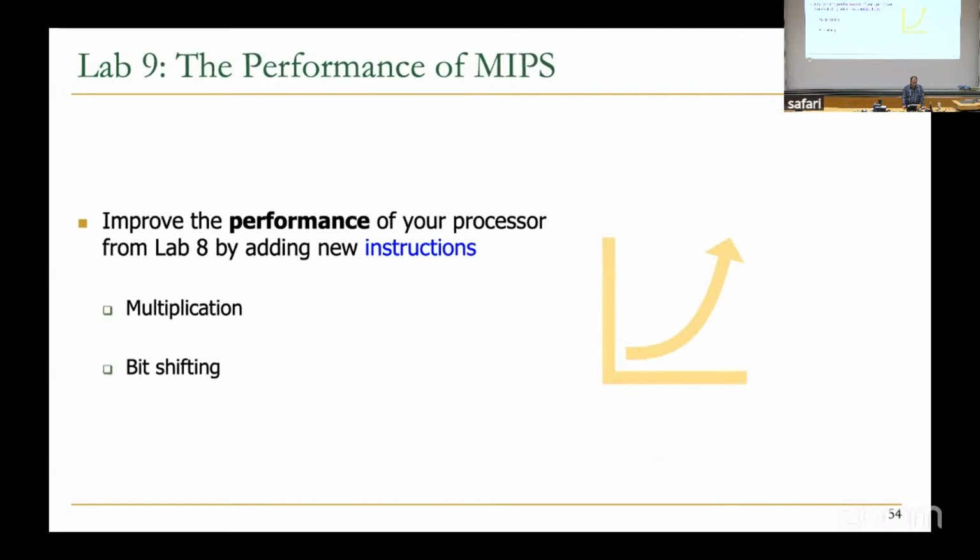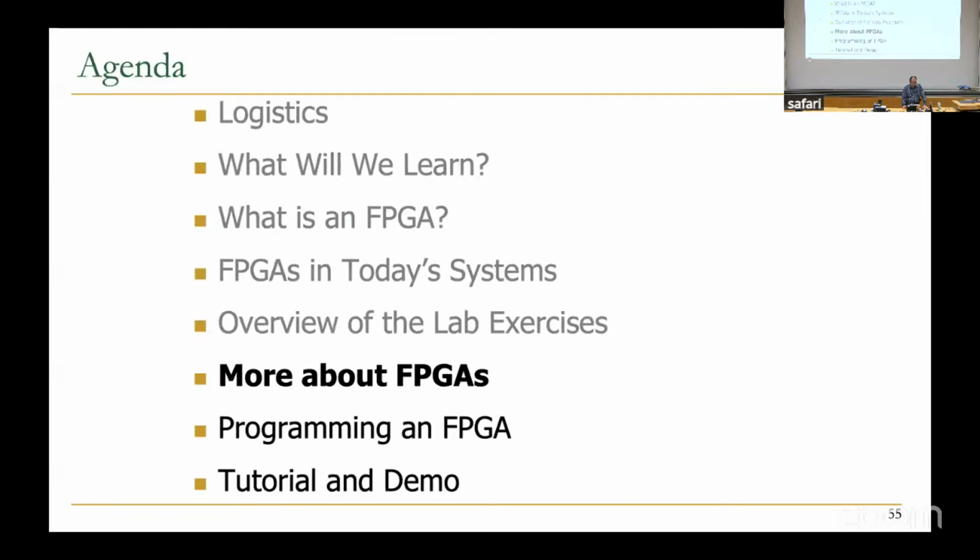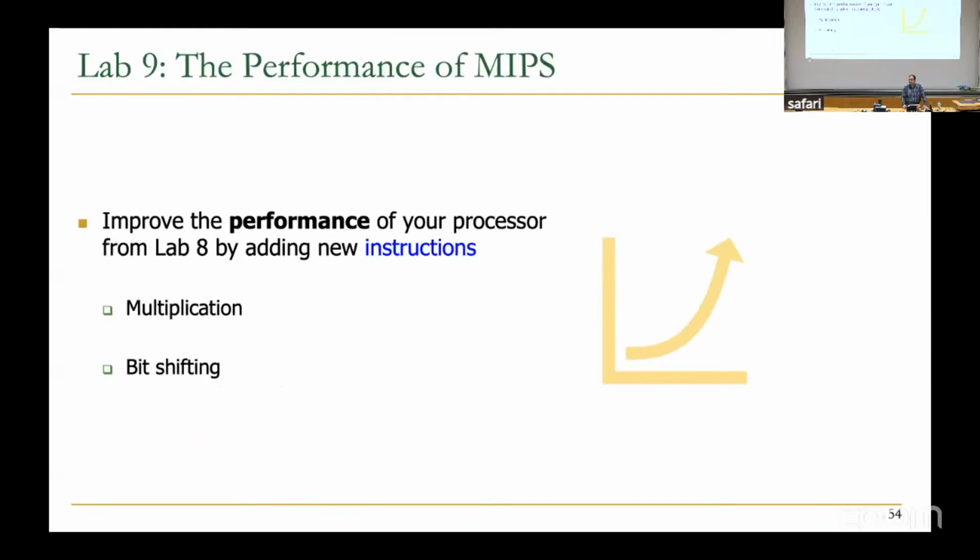Okay, and in lab 9, we analyze the performance of the processor that we design and how we can improve the performance by adding some other instructions like multiplication, bit shifting, and so on and so forth. Okay, so that's all. You can see the material for every lab. We will put it on the website. I encourage you to check it early enough, and attend the lab session by preparing as much as possible.